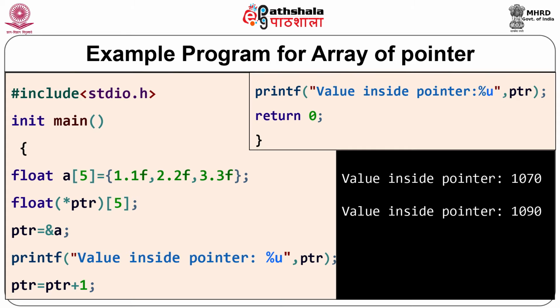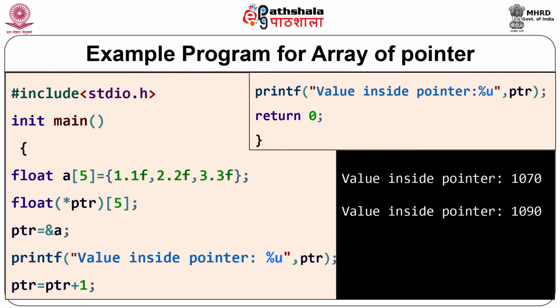Float *ptr[5]. So now we are using pointer and size of pointer is 5. Third statement is ptr = &A. Pointer equal to &A means pointer is pointing to address of A, memory address of A. Fourth statement, that is printf value inside pointer %u comma ptr. This will print value inside pointer, that is ptr. Next statement is ptr = ptr + 1. This will increment the pointer as before. After that, we are using one more printf statement, printf value inside pointer comma ptr, return 0.